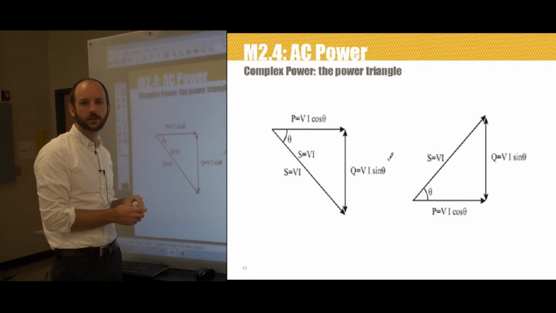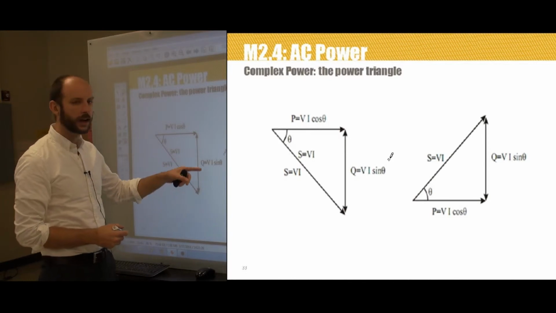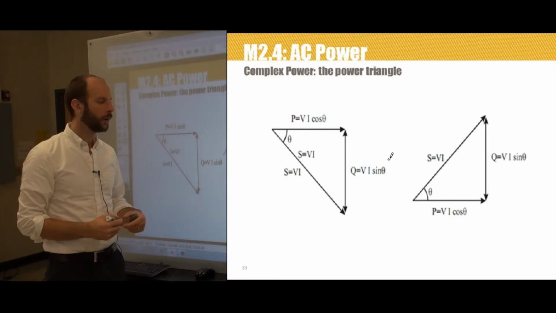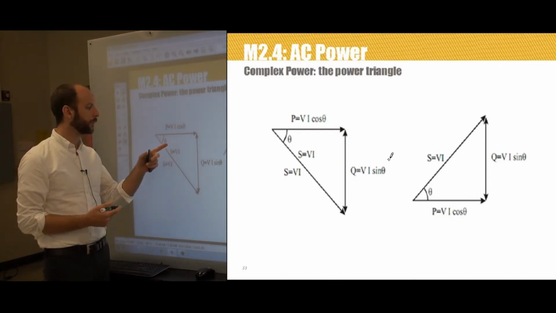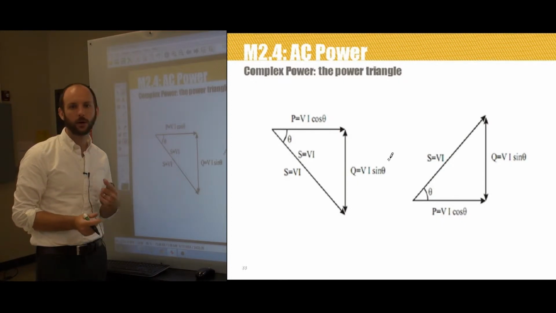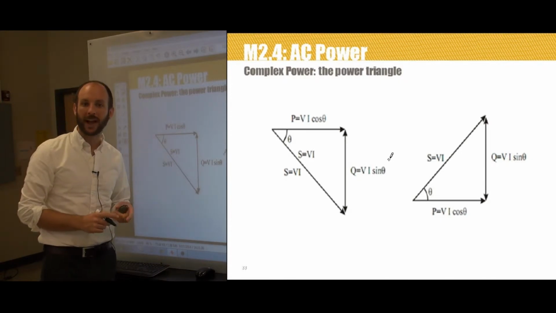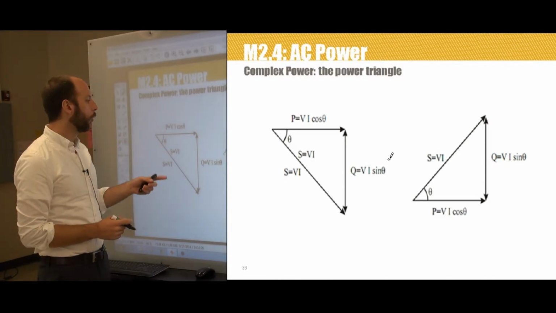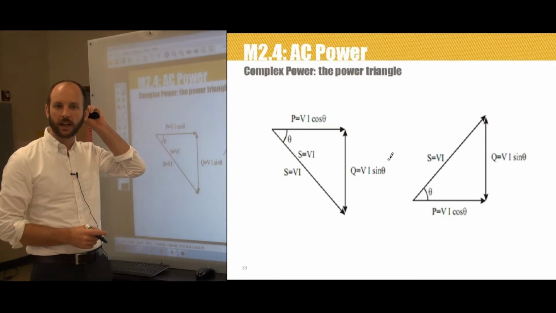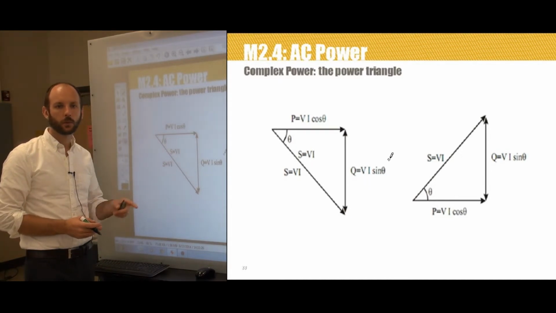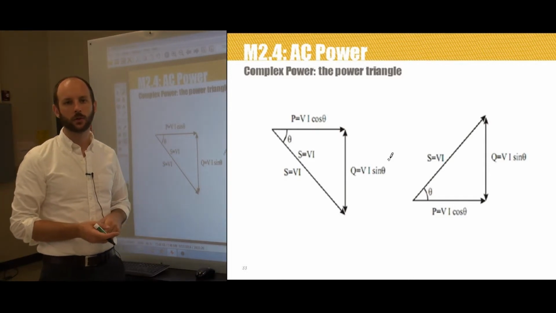The projection of S onto the imaginary axis has length Q and corresponds to reactive power, VI sine of theta. The angle theta here is the same as the phase difference between the voltage and current. So the angle measured between real power and apparent power is always the same as the phase difference between the voltage and the current in the load. It's still that power factor angle that we were talking about. When Q and S are in the first quadrant, the power factor is said to be lagging, or current is lagging the voltage. When Q and S are in the fourth quadrant, the power factor is said to be leading. Current is leading the voltage.